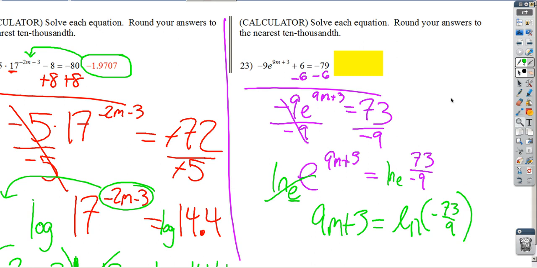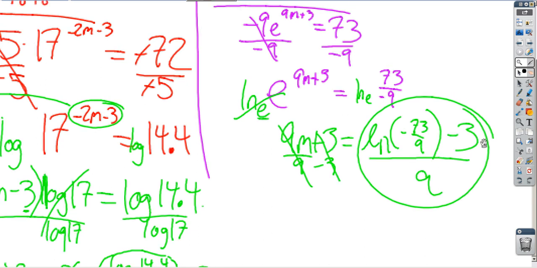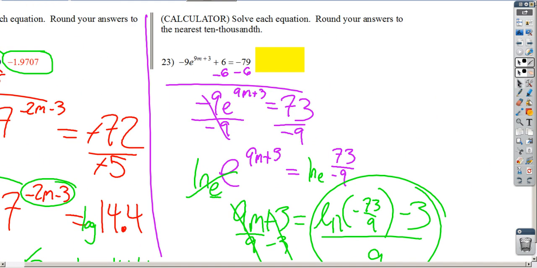Last couple things we need to do here to solve for m: we need to take away this 3 right here, and we need to divide by this 9 right here. So whatever this number is, your final answer for m, and that turns out to be the number that you see right there, negative 0.0838.